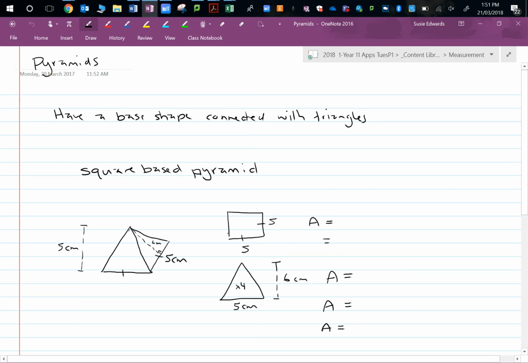Last one is pyramids. Okay, pyramids have a base shape connected with triangles. So pyramids are different to prisms. Prisms have 2 base shapes connected with rectangles. A pyramid has 1 base shape, and then all of the edges have triangles which then come in together to make a pyramid. So they end up going into a point from those triangles. They're labelled by their base shape. A square-based pyramid has a square. How many triangles is it going to have? 4, because each of the sides of the square has to have a triangle attached which goes in together.